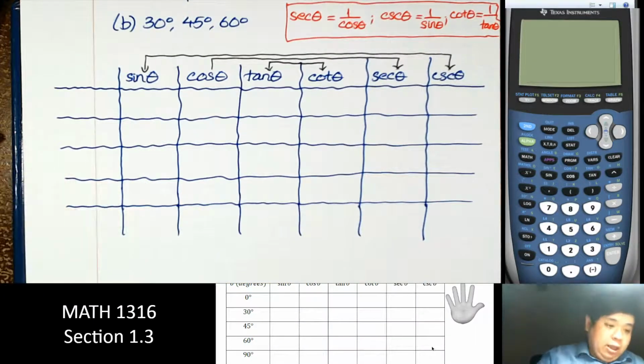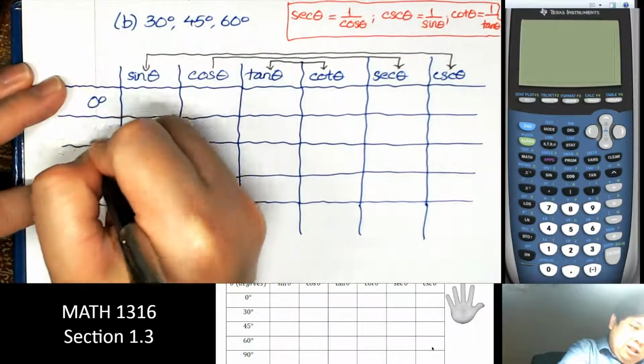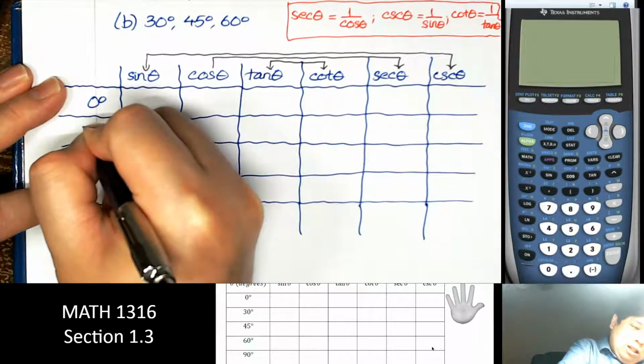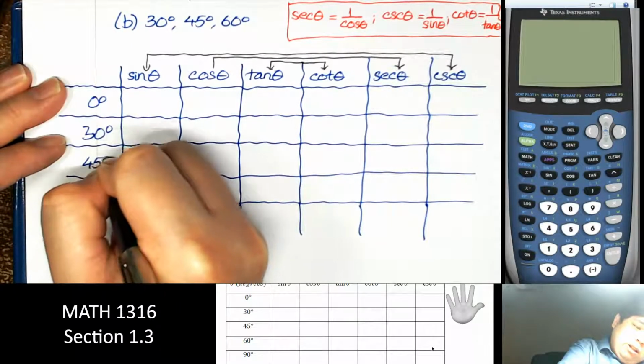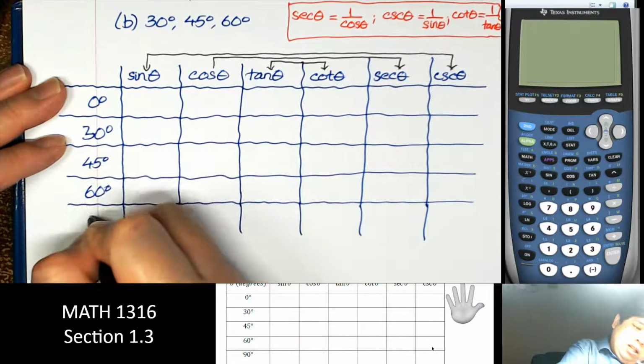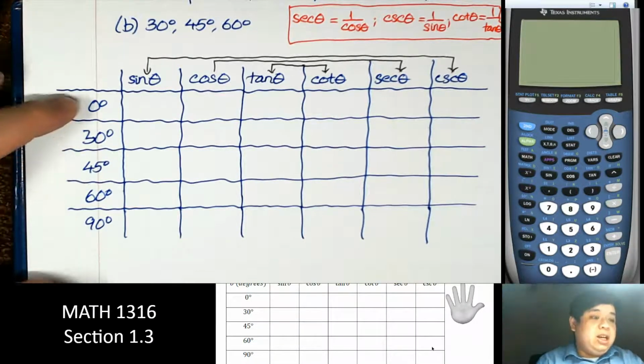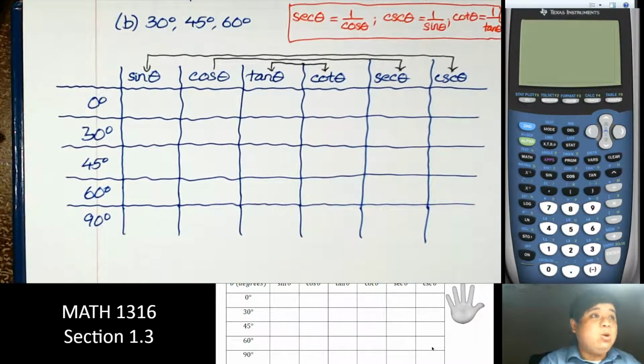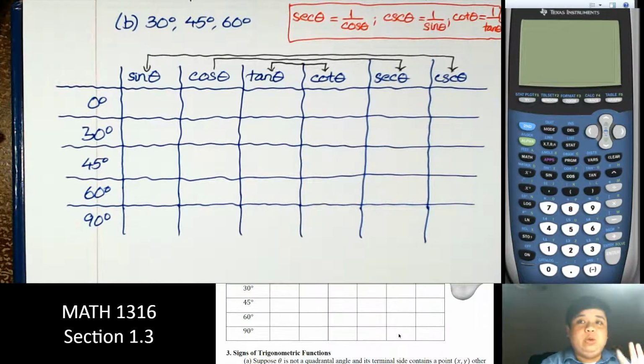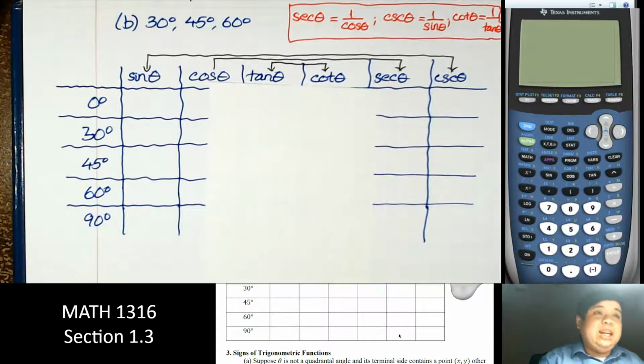Now, 0 degrees, 30, 45, 60 degree, and 90 degree. The reason I'm going to put 0 and 90 degree in there is just to be complete. Certainly we can find x, y, and r, but what we use is called the hand trick. The reason it is the hand is because this has 5 angles, which correspond to 5 fingers. So here's how it works.